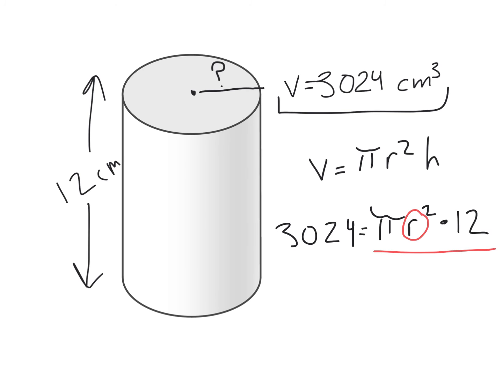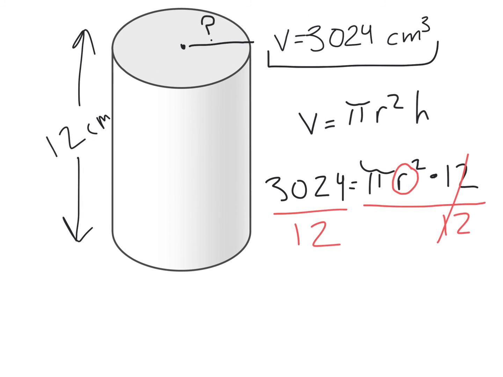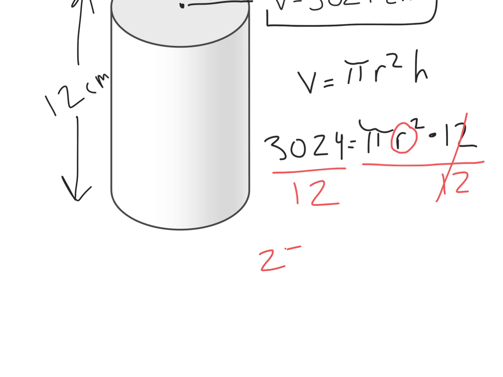We're going to divide by 12 on this side to get that 12 to go away. Divide by 12. 3,024 divided by 12 is 252. So I now have 252 is equal to pi times the radius squared.